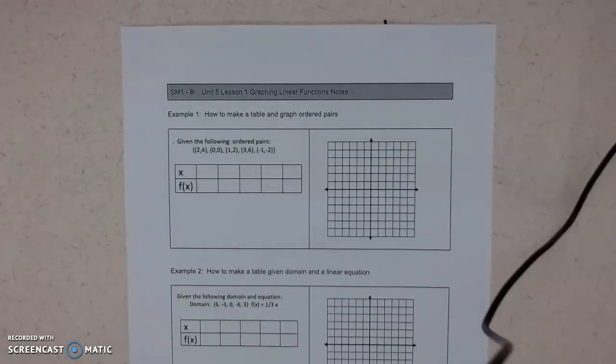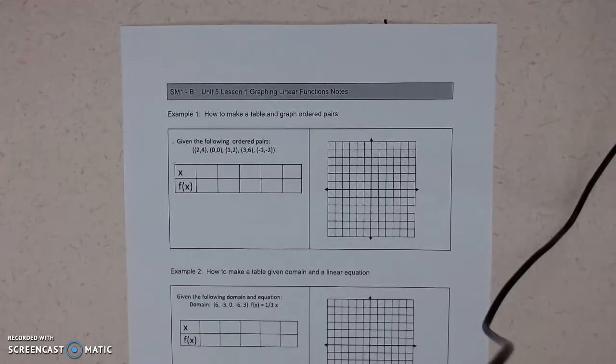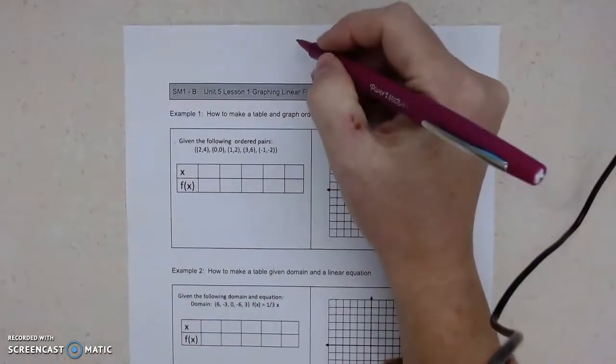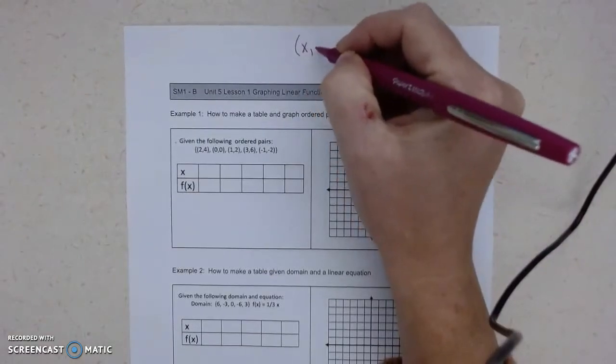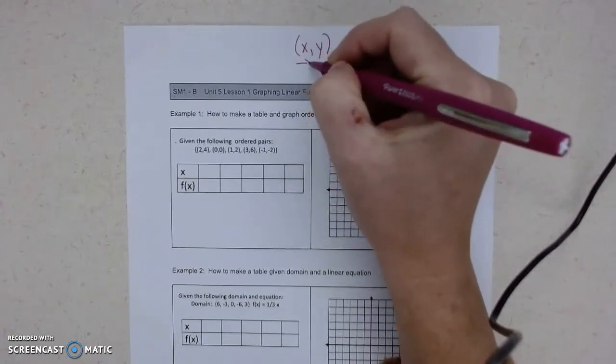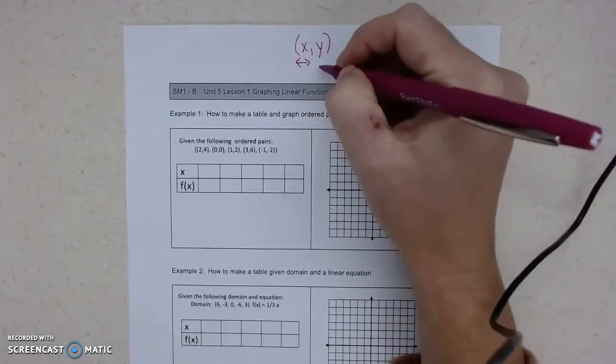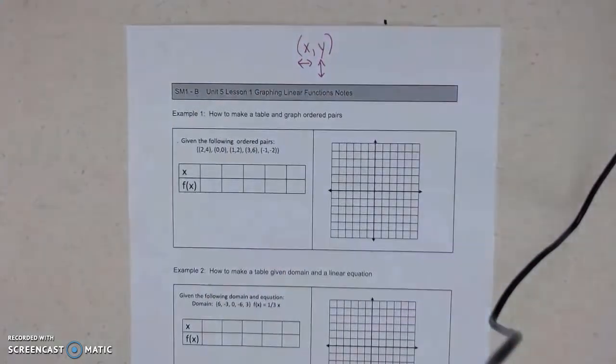Okay, let's talk about our first lesson, which is graphing linear function notes. So a quick review is that an ordered pair is x first and y. X moves in the direction left and right. Y moves in the direction up and down.